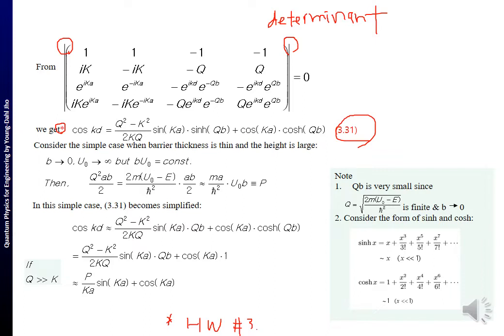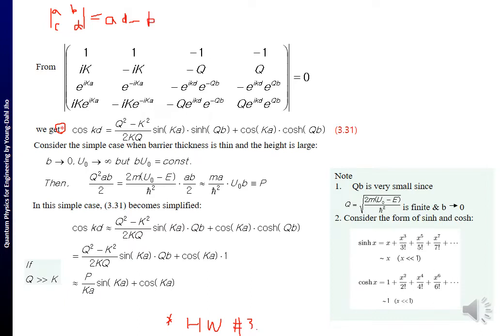We know the determinant of a 2 by 2 matrix, for example with entries A, B, C, D. Then we consider the determinant. We know it is AD minus BC, right? This is what we learned from high school.